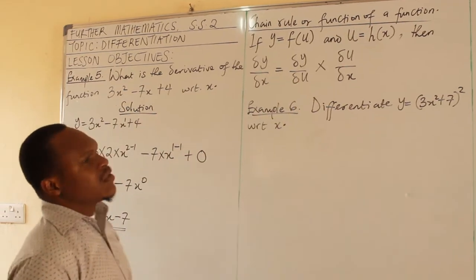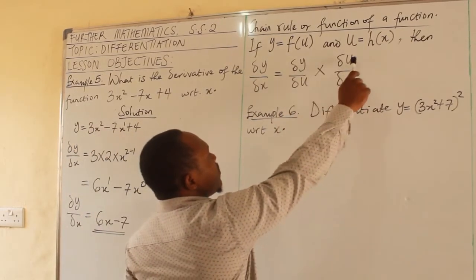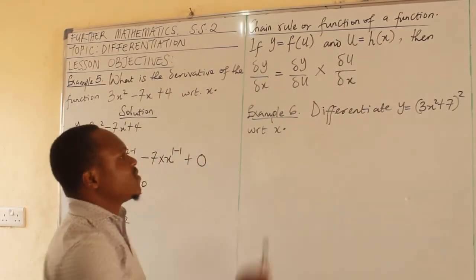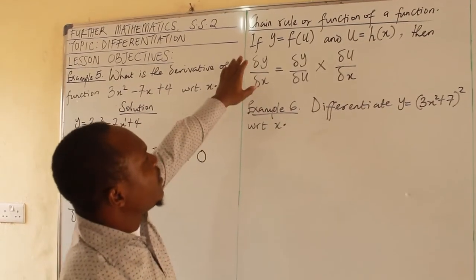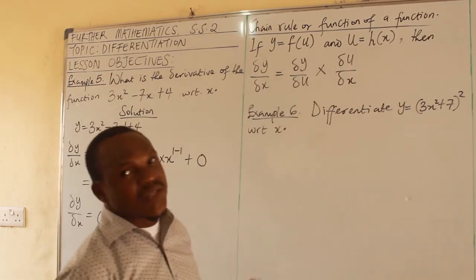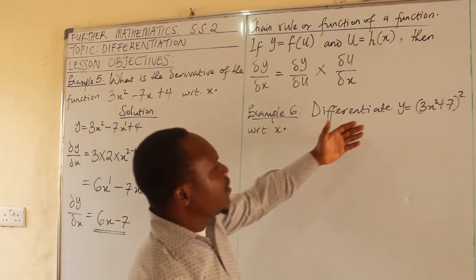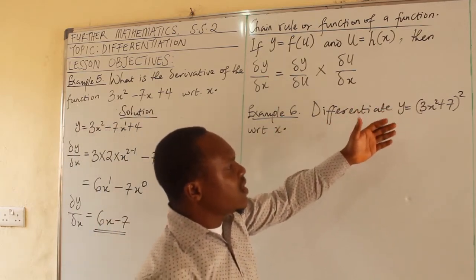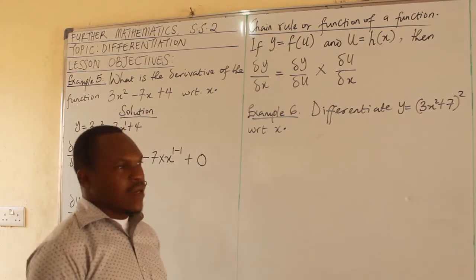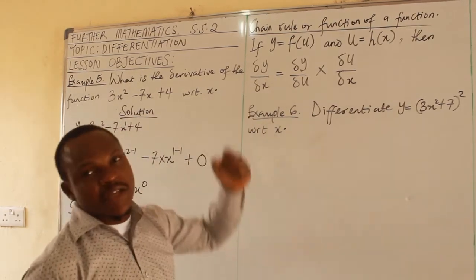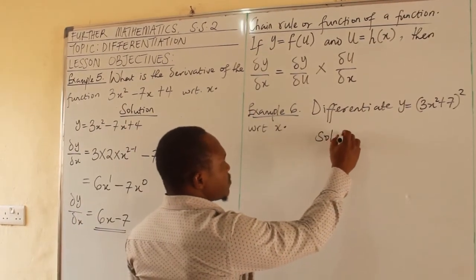Ordinarily speaking, if you look at this, you may easily say, if we divide du by du, it cancels itself out, we'll be left with dy over dx. Now we're going to try to apply what we have here to problem solving. Example 6 says differentiate y is equal to (3x squared plus 7) all raised to power 2 with respect to x. I'll try to use this example to explain the chain rule. Let's go ahead. Solution.